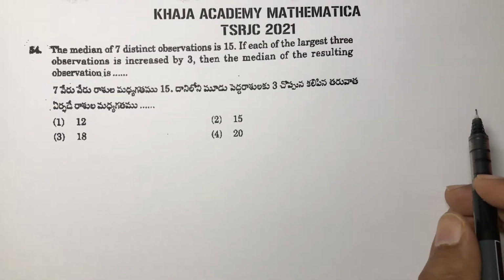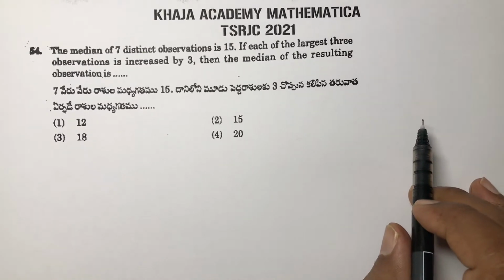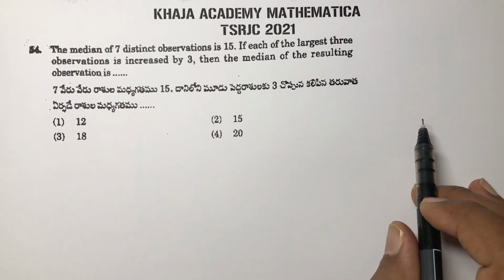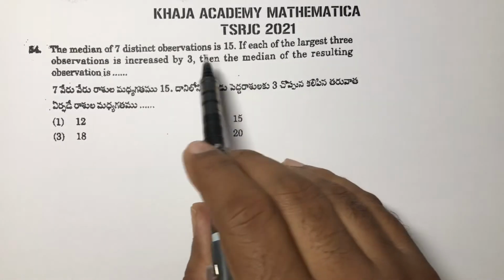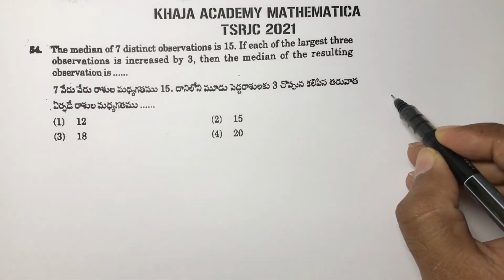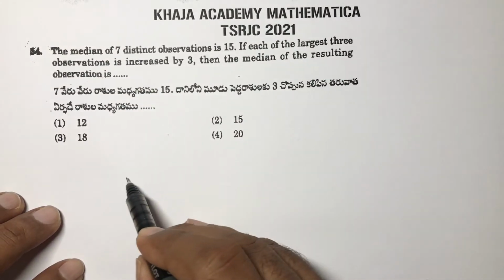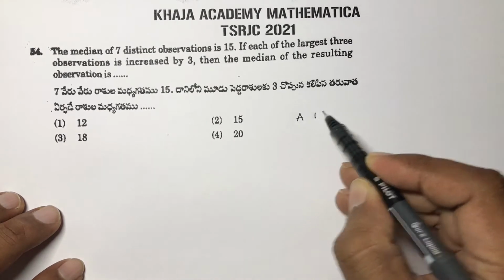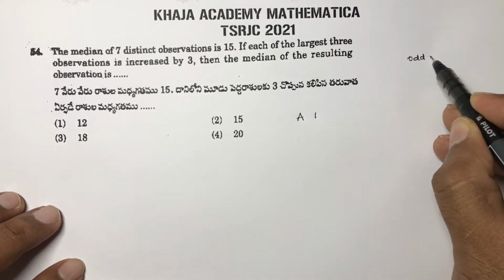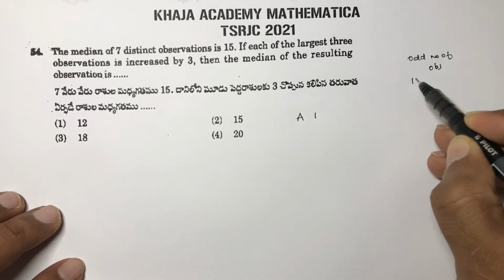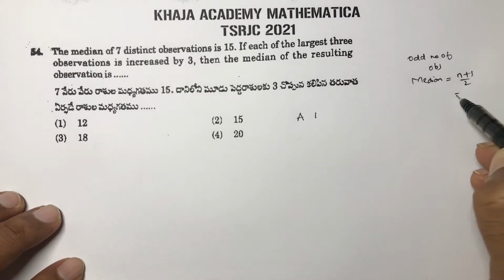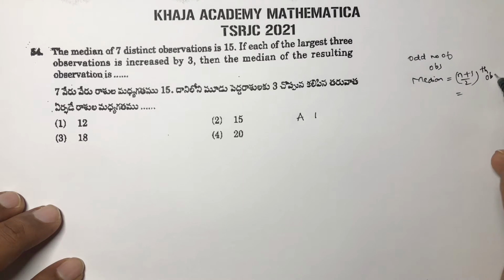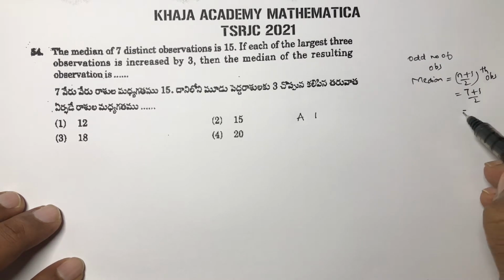The median of 7 distinct observations is 15. If each of the largest 3 observations is increased by 3, then the median of the resulting observations. The median will remain the same. When there is an odd number of observations, the median is the (n plus 1) by 2 observation. So here 7 plus 1 by 2, so 8 by 2. So the fourth observation is the median.